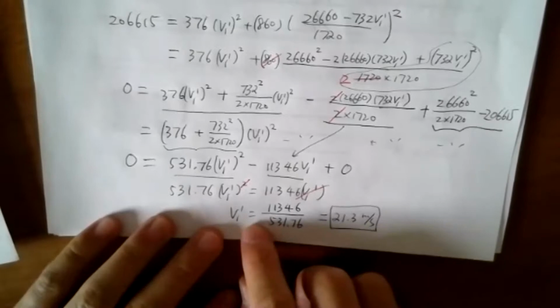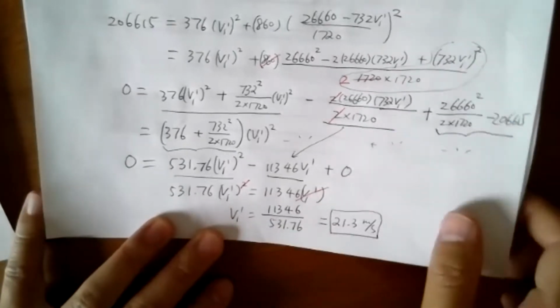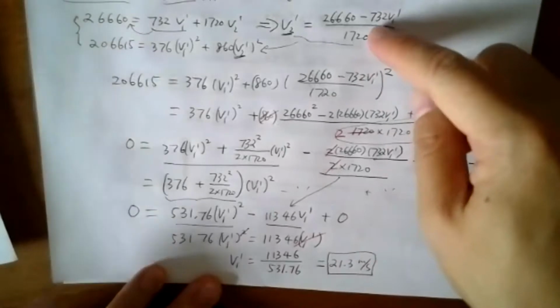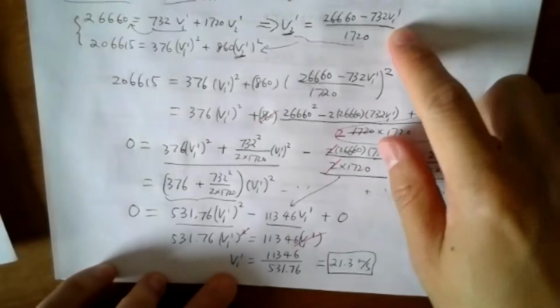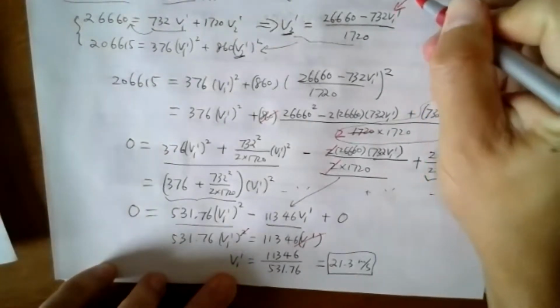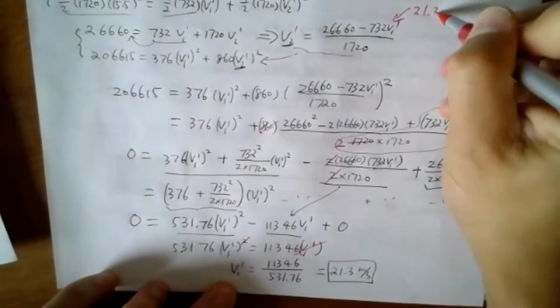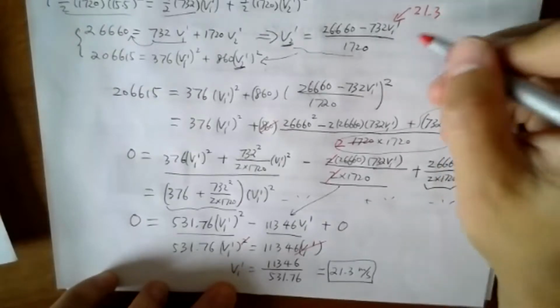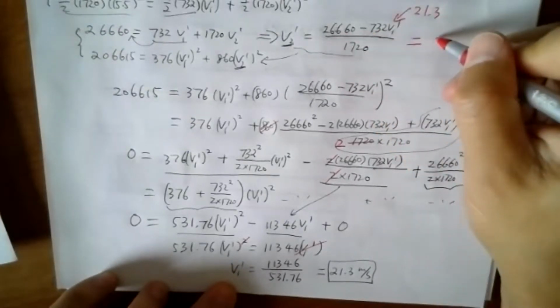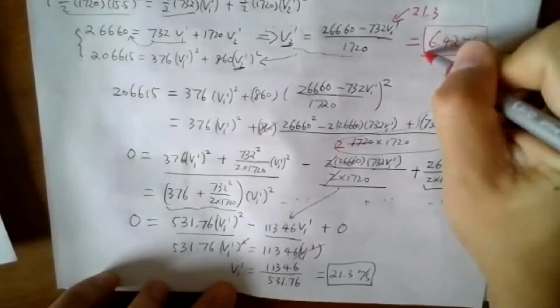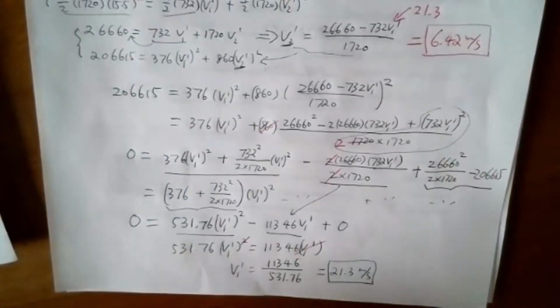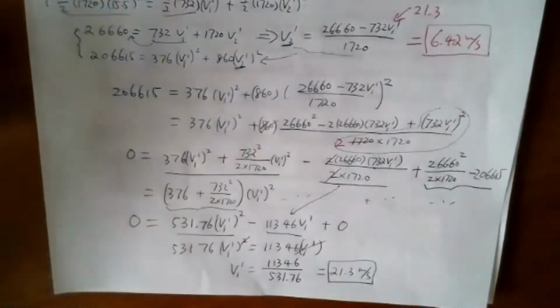And then once you have your V1 prime, you'll go back to where you have V2 prime in terms of V1 prime. So just replace V1 prime with 21.3. Then you'll be solving for your V2. So V2 will be 6.42 meters per second. So then you have solved V1 prime and V2 prime.